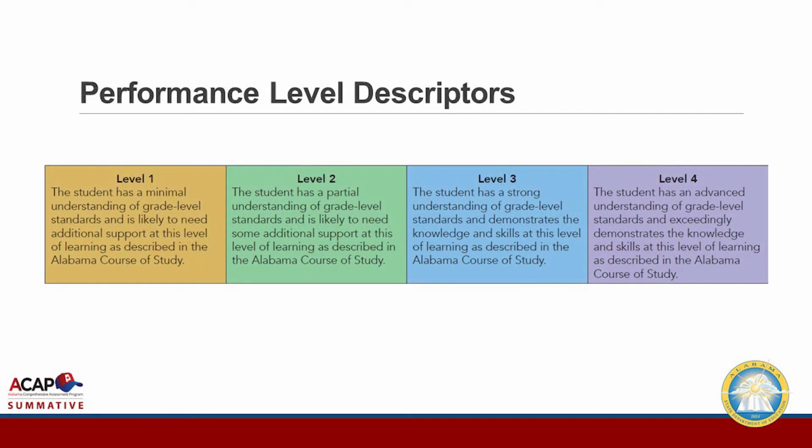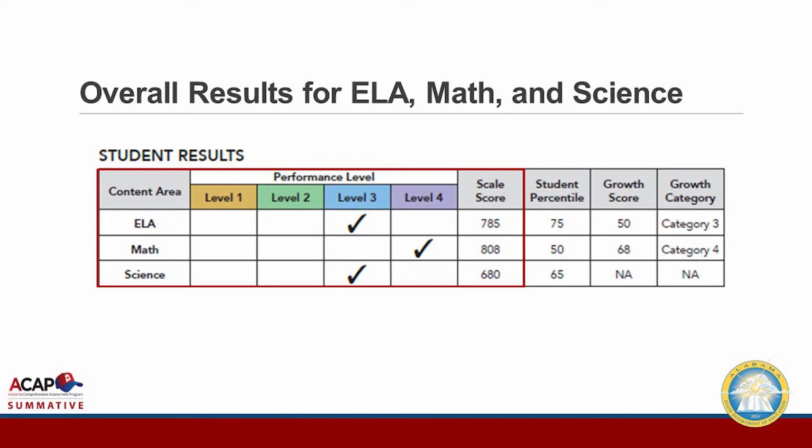Below that is a chart that shows what we call performance level descriptors. These performance level descriptors describe what it means to score in the 4 different levels. These are important for understanding what is shown in the student results chart that's below the descriptors. The student results chart has lots of information about how your student performed on the ACAP Summative. The left side, which is outlined in red here, is where you'll find what performance levels your student scored in for ELA and math and for science if they took the science test.